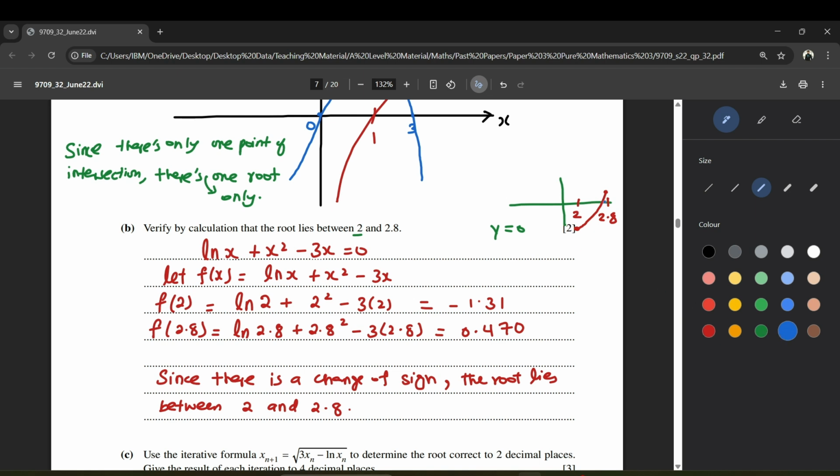So whatever the value of x is going to be, that is what our root to this equation will be. This is how we basically say that there is a sign change. This sign change tells us that the curve cuts the x-axis somewhere between 2 and 2.8.